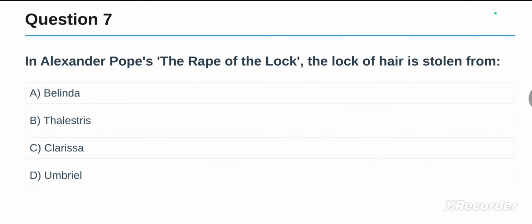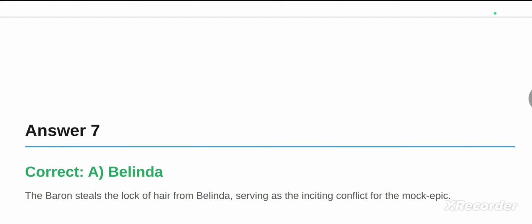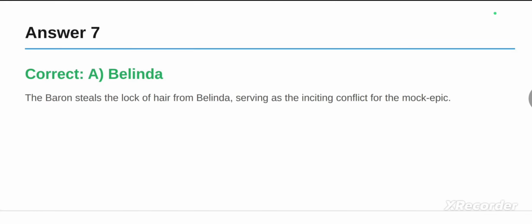In Alexander Pope's The Rape of the Lock, the lock of hair is stolen from? And the answer is Belinda. Who steals the lock of hair? The Baron steals the lock of hair from Belinda, serving as the inciting conflict for the mock epic.